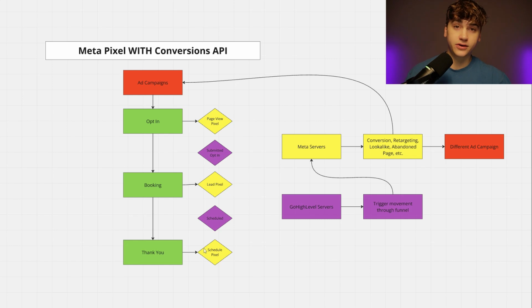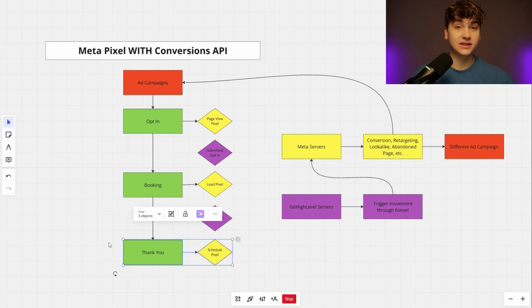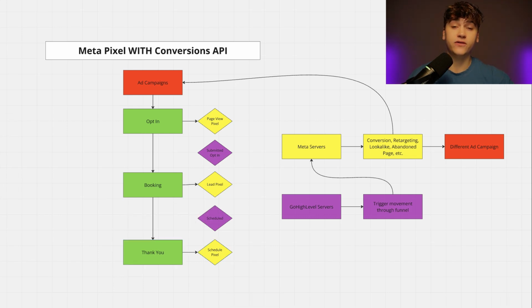That means they went through the entire funnel and they actually scheduled. We want to optimize for this specific group of people because this is the moneymaker, of course. So the benefit of Conversions API is that we're no longer dependent on the user consenting and giving their cookies in order for us to understand how they're maneuvering through the page.